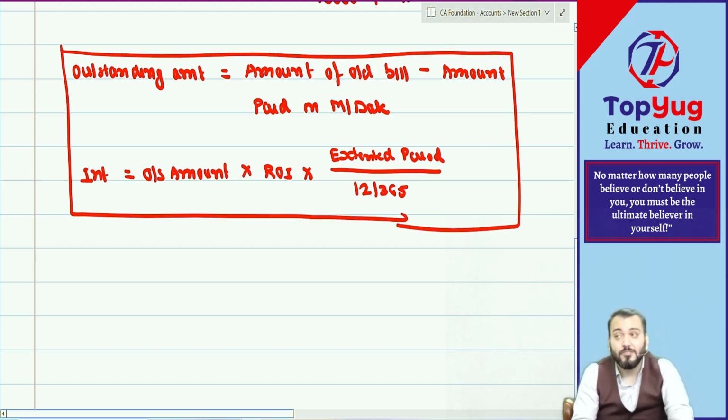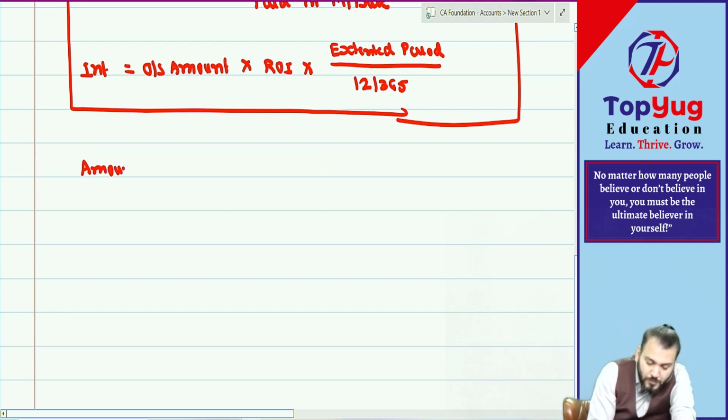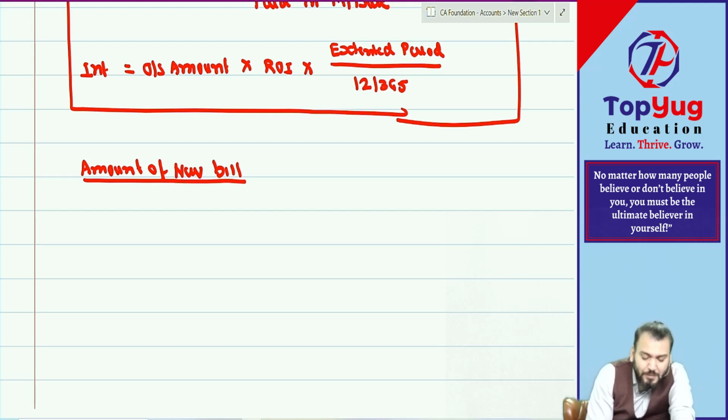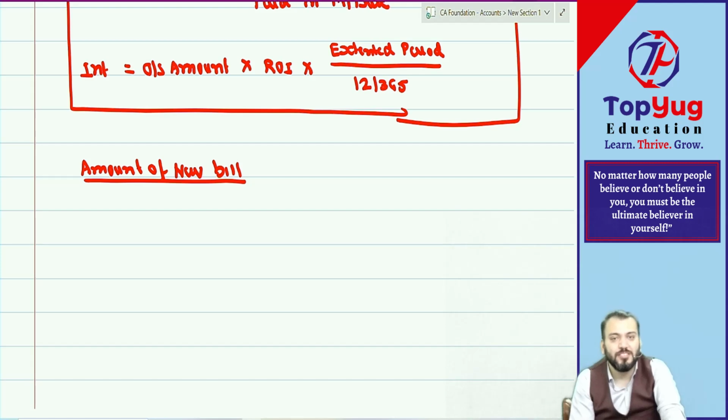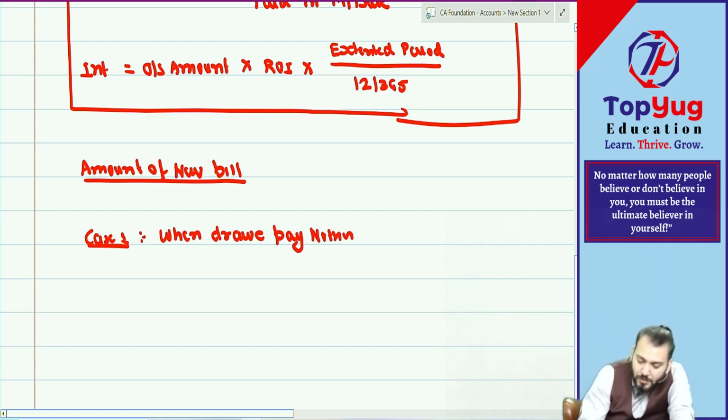Understood. Now we need to find out the amount of the new bill. So what is the amount of the new bill? The amount of the new bill depends upon the information given in the question. You need to understand the information given in the question. If the information changes, the amount of the new bill will change. So, case 1: when the drawee pays nothing on maturity date.